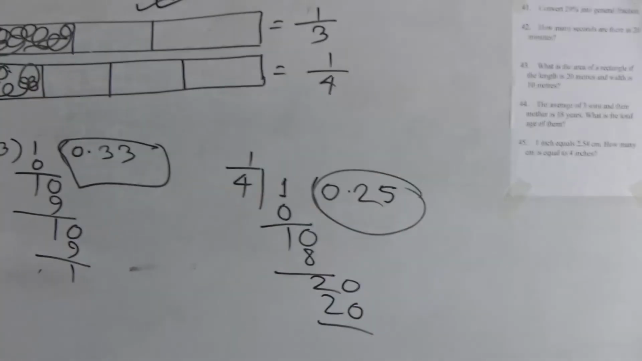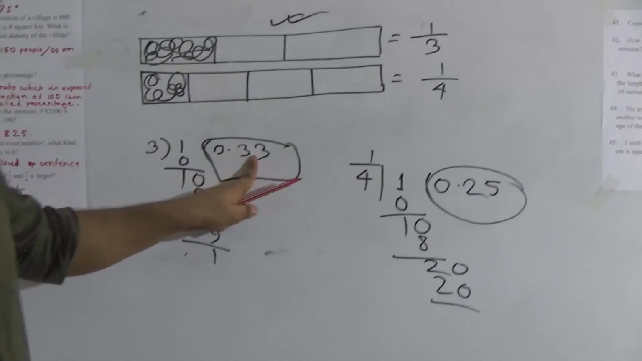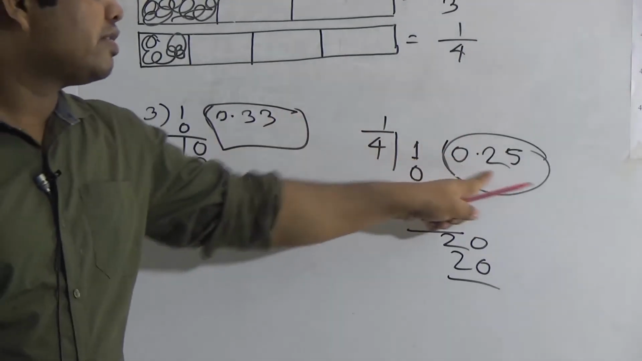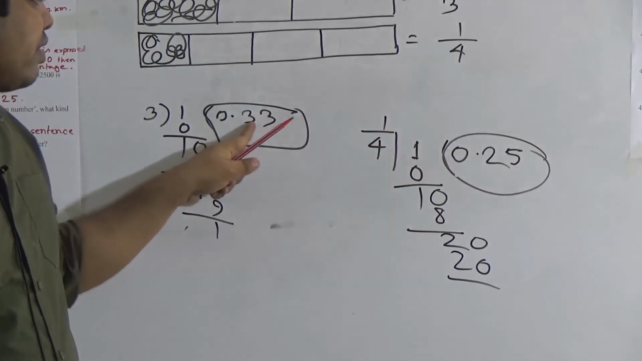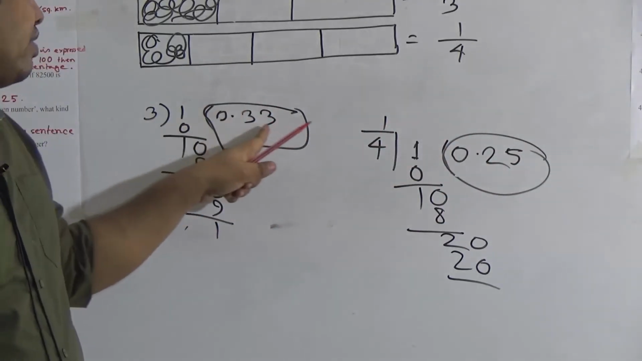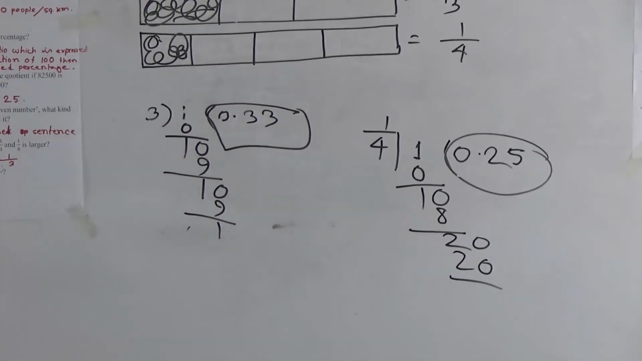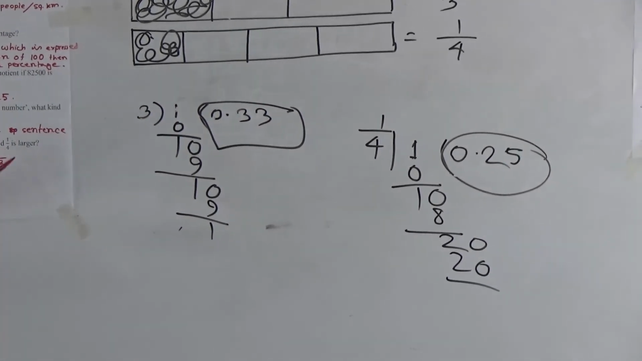My dear student, which one is greater, 0.33 or 0.25? So 0.33 must be greater than 0.25. As 0.33 is greater, we can say the 1 by 3 fraction is the greater fraction. So here, 1 by 3.